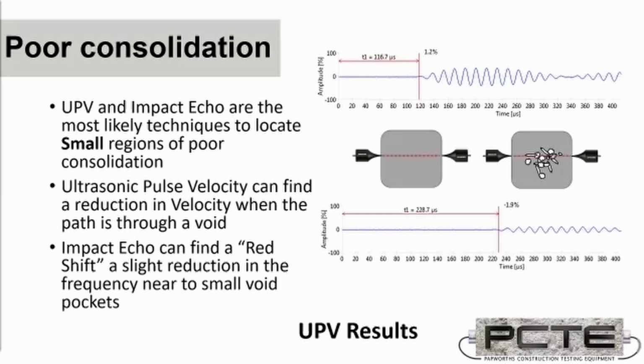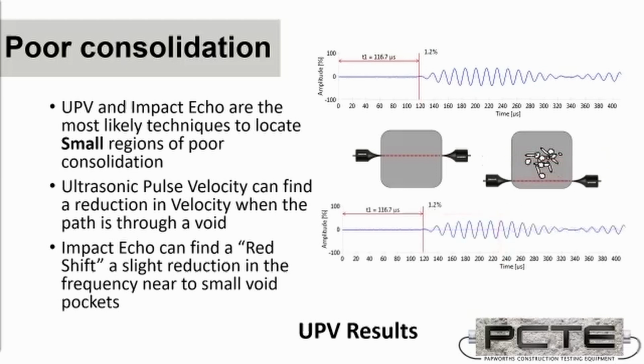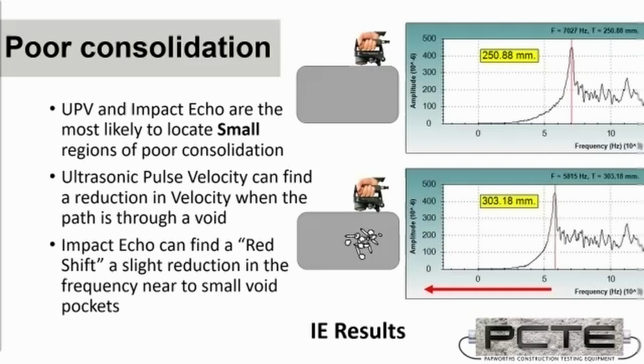Pulse velocity, we find it as reduction in speed. The key thing to know with pulse velocity is the signal path has to be through the voided region. You can't rely upon being even a little bit distant from it. So you need to be quite careful and precise in setting up test plans with pulse velocity to send the energy through the regions of the void.